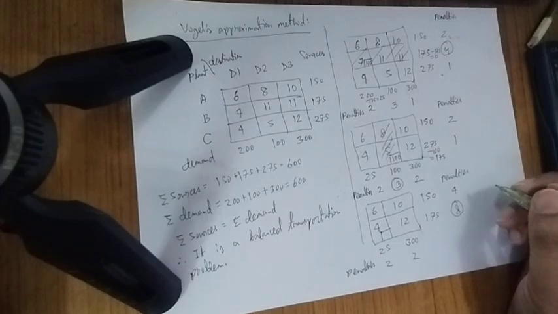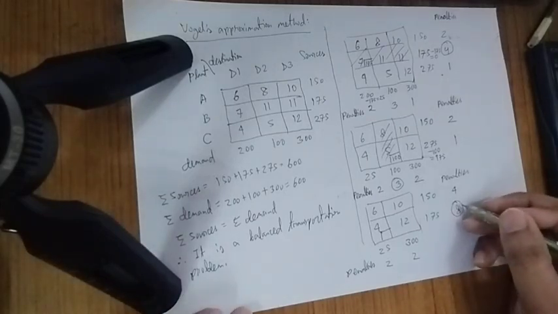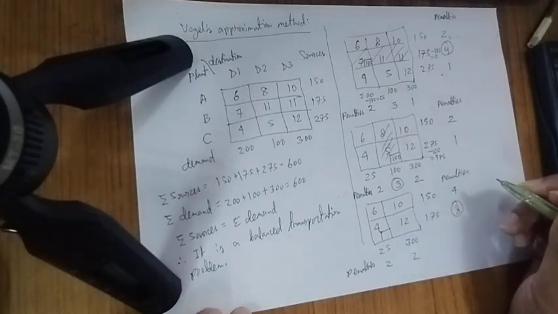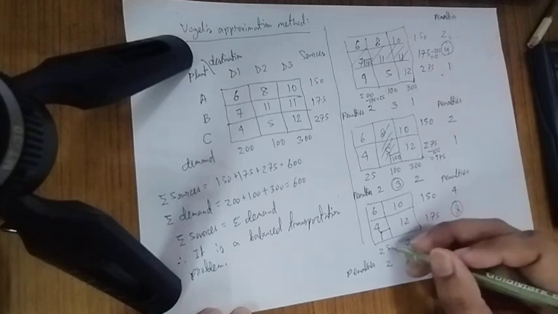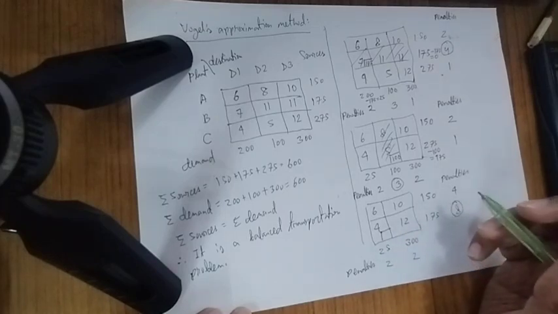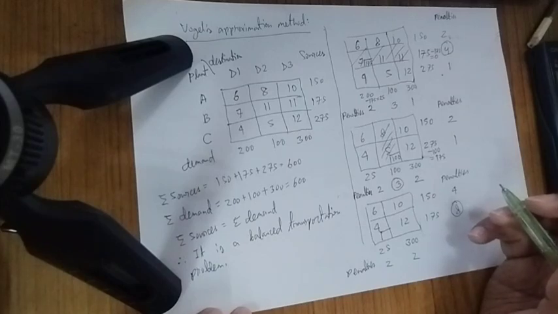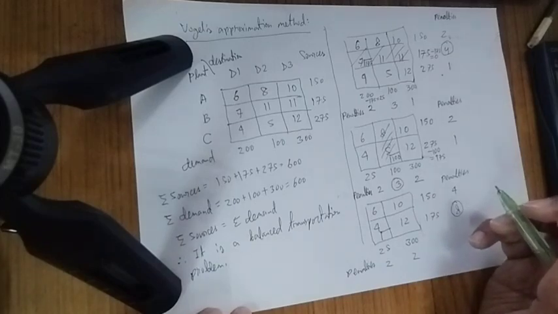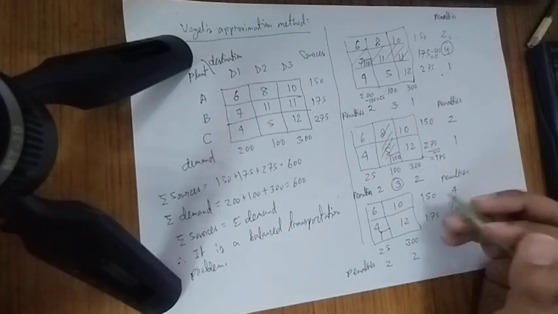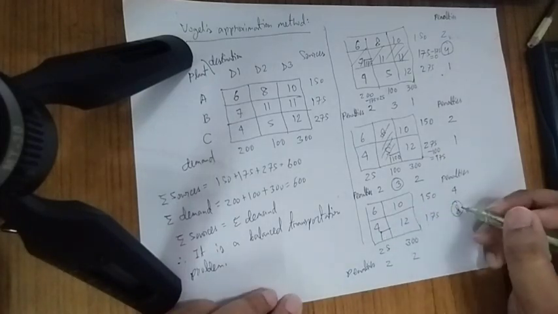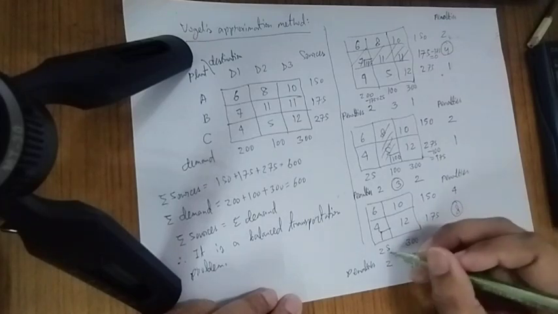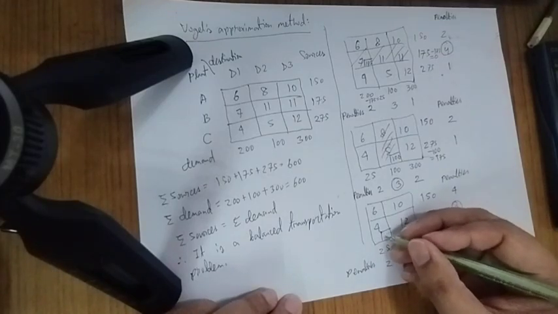Now we have 175. If we assign 175 to the lowest unit cost, here it is actually 25 that is demanded, so you cannot use all 175. There is actually a challenge over here. Since it is 175 and 25, the lowest is 25, so we have to assign 25 here.